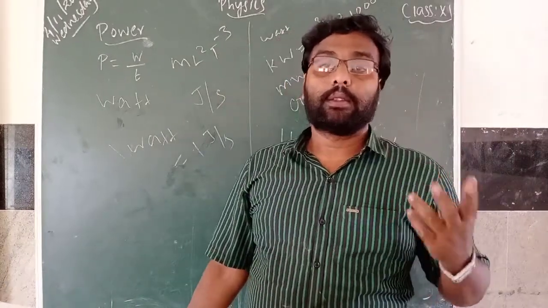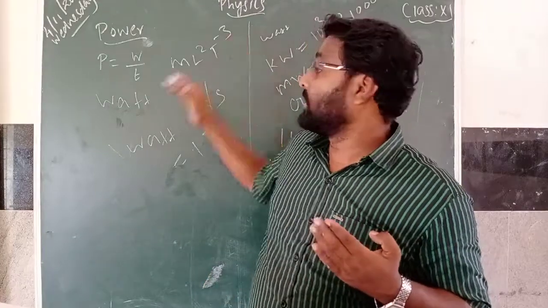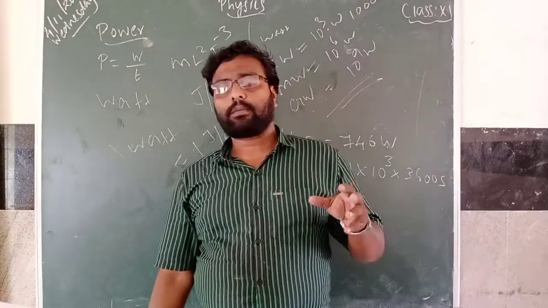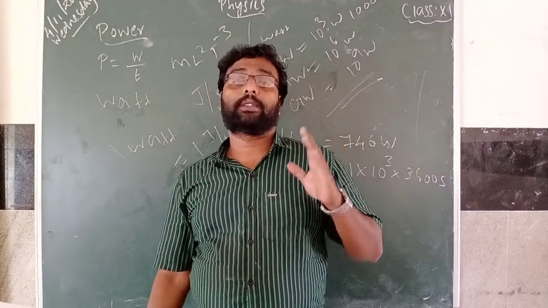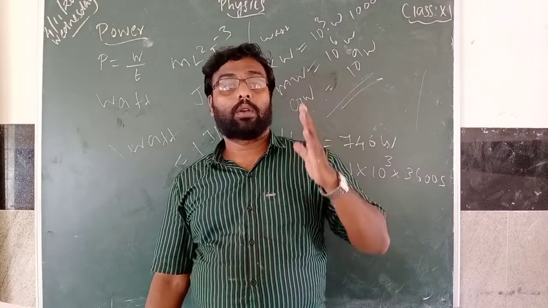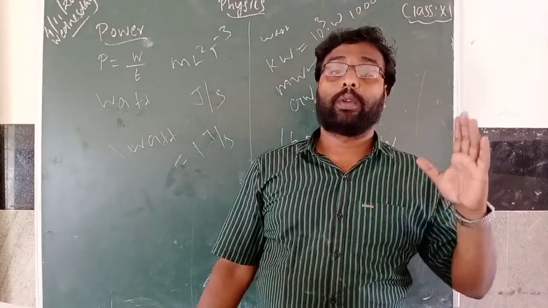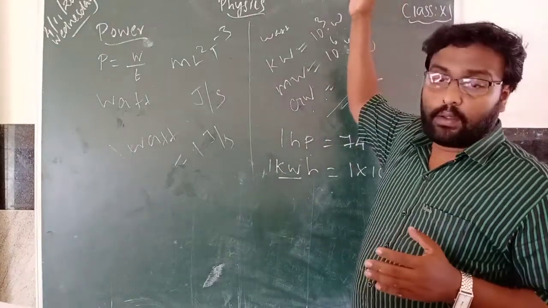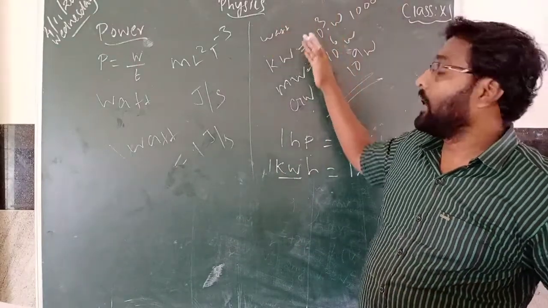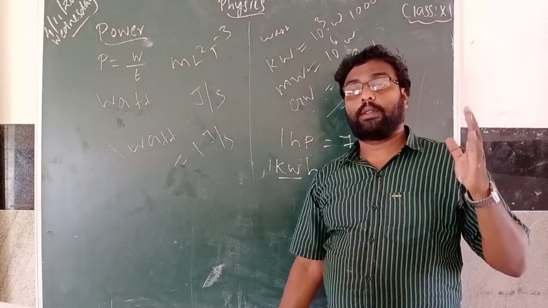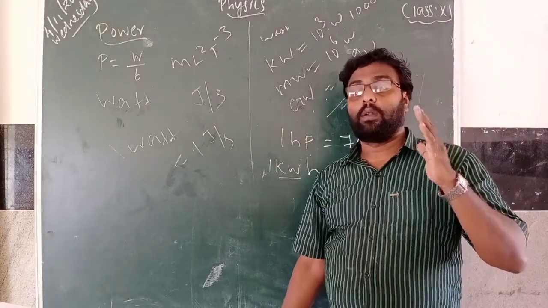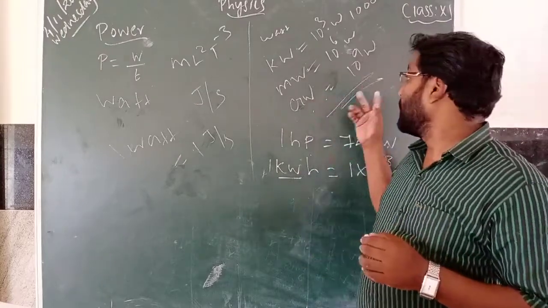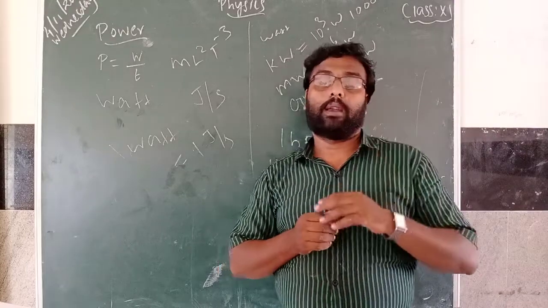What quantity? Scalar quantity. And its dimensional formula is ML square T power minus 3. And the unit we are using is watt, in honor of Sir James Watt, who invented the first steam engine. Then the higher units: kilowatt, megawatt, gigawatt. Kilowatt means 10 to the power 3 watt. Megawatt means 10 to the power 6 watt. And gigawatt means 10 to the power 9 watt.